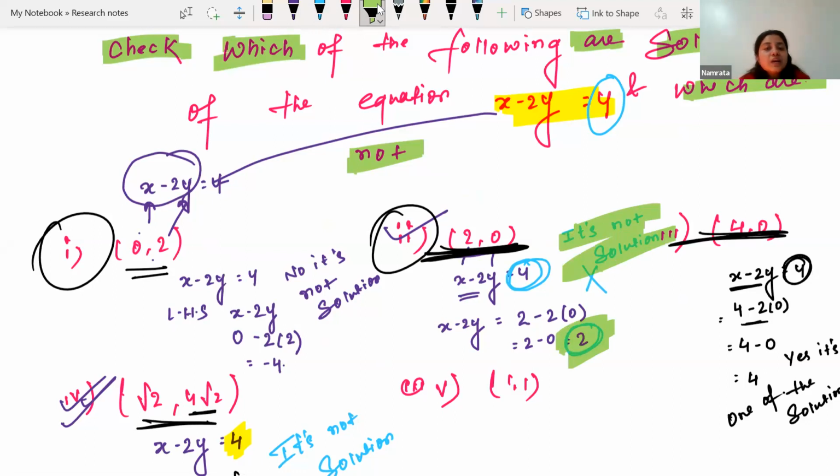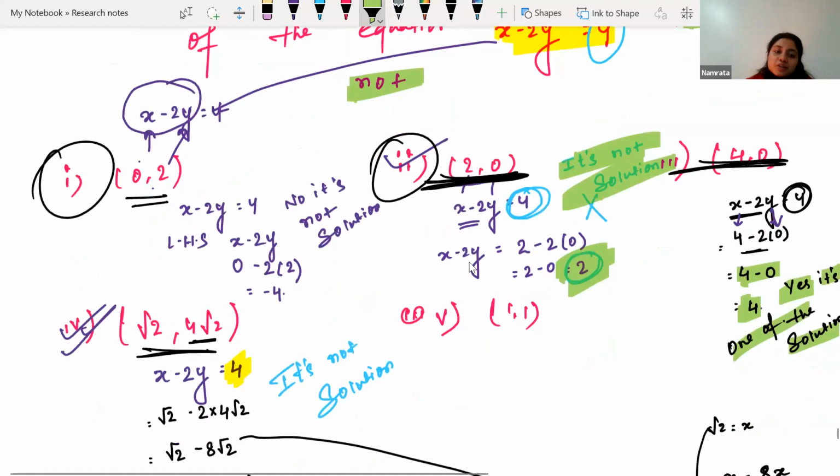Now the third one we have checked, and we have again repeated the same process. x minus 2y is equal to 4, the same equation is there. Now here we have substituted x value as 4 and y value as 0, and we have done the calculation. Here after doing the calculation we got 4. So as you can clearly see here, after doing the calculation I got 4, and then I have written yes, it's one of the solutions. From infinitely many solutions, 4 comma 0 is one of the solutions.